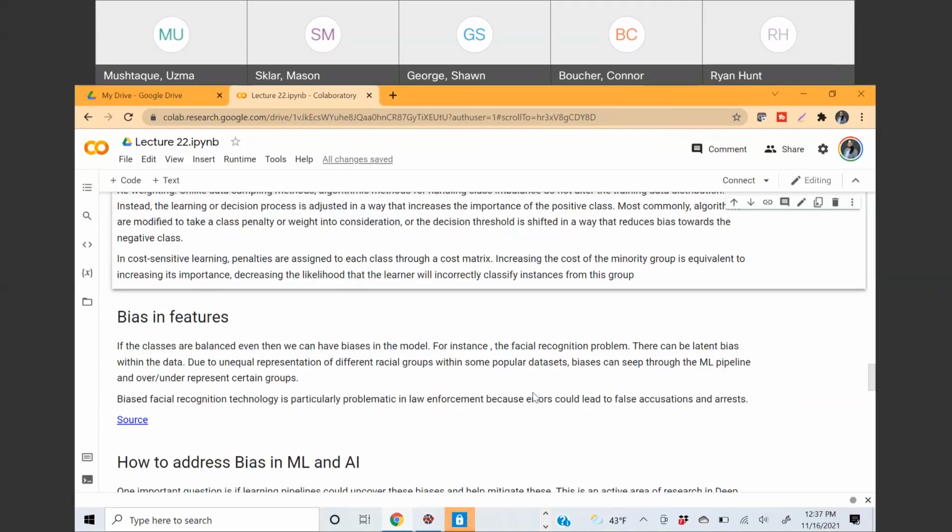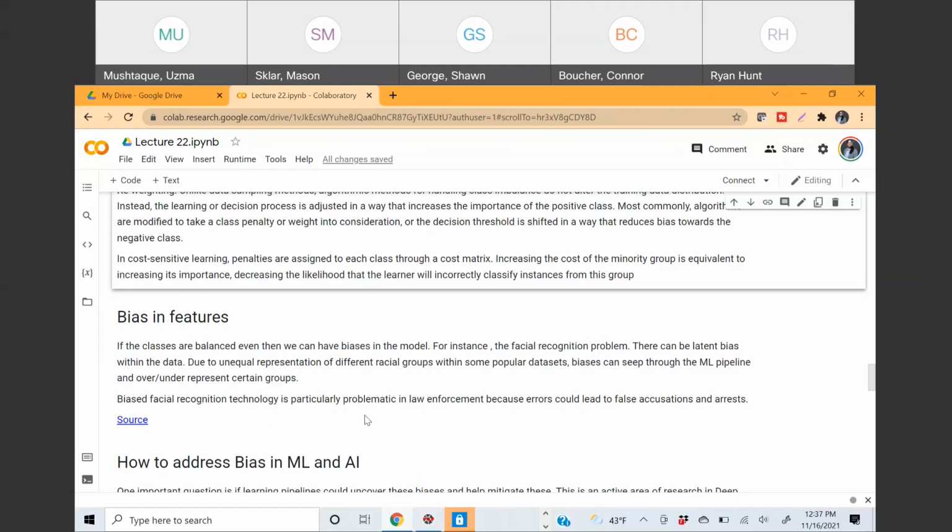And we need a way to deal with this implicit or latent bias that exists in these existing datasets. For example, in facial recognition, this bias can be problematic because, in law enforcement, errors could lead to false accusations and arrests. It could be that dangerous, so we need to do something about it. And there are ways to deal with these latent biases.